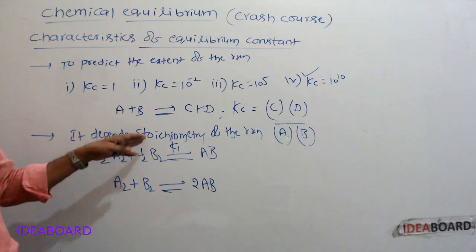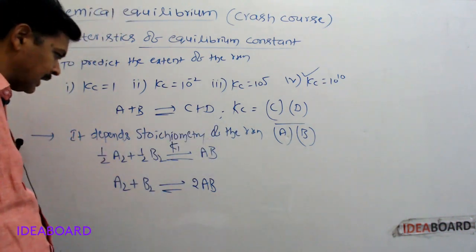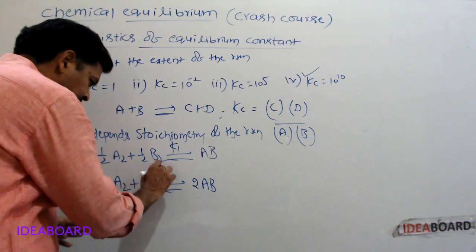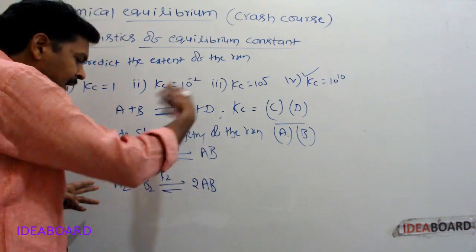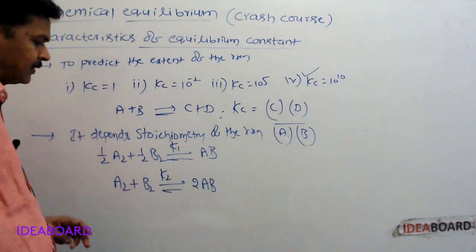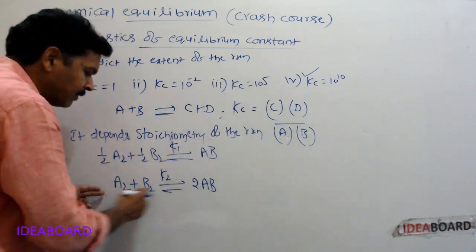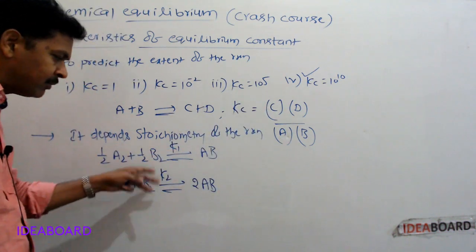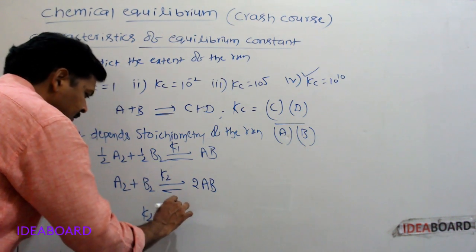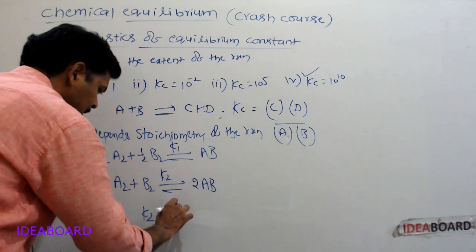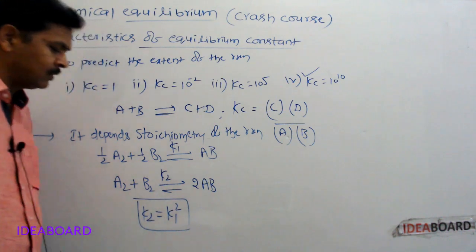Half mole of A2 plus half mole of B2 gives rise to 1 mole of AB. For this reaction, equilibrium constant is K1. For this reaction, I am taking K2. See, if this equation is multiplied with 2, then we will get this equation. Here the relation between K1 and K2 is K2 is equal to K1 power 2.